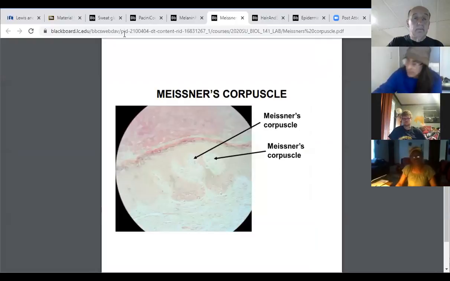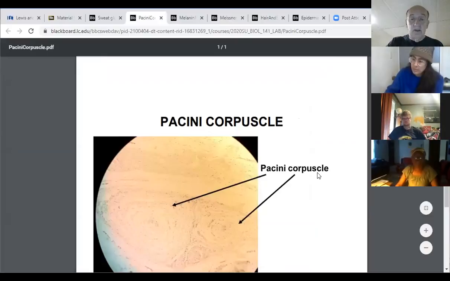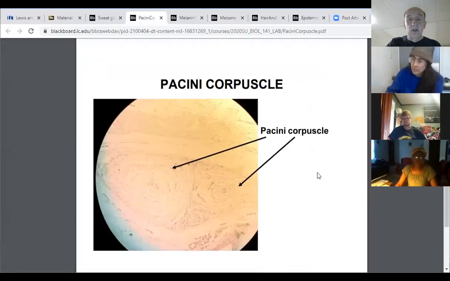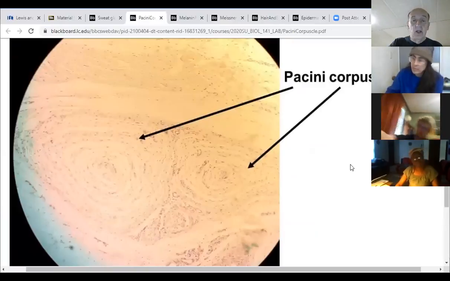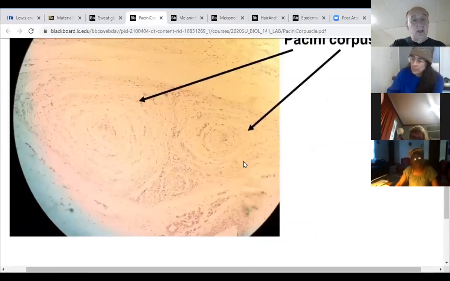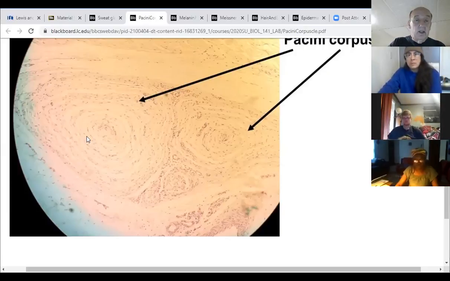And if you want to take a look at a Pacini corpuscle, this is also faint because the dermis doesn't stain real well. Pacini corpuscles as elements of a nervous system also don't stain really well. So what do we see here? Again, deep inside the dermis, there are these two large round structures. We have two Pacini corpuscles side by side. You can see the layers within the Pacini corpuscle. So this is what the Pacini corpuscles look like under the light microscope.